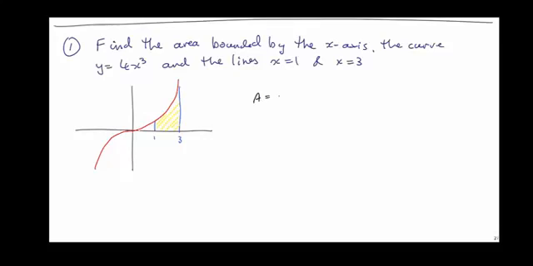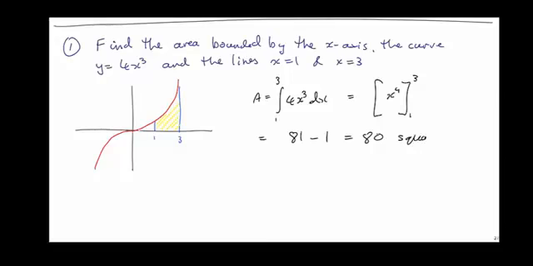So A is equal to the integral between 1 and 3 of 4x cubed dx. And 4x cubed integrates to x to the power of 4 over 4, so multiplied by 4 gives us x to the power of 4 between 1 and 3, and so we'll substitute in x equals 3, gives us 3 to the power of 4, which is 81, and substitute in 1, which gives us 1, so the answer is 80 square units.